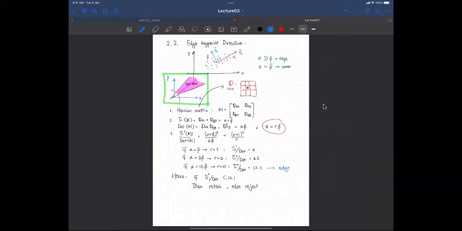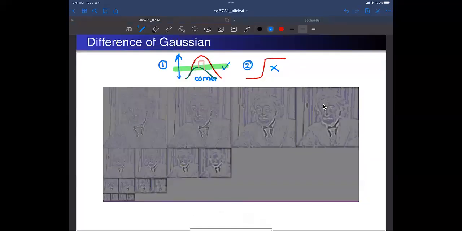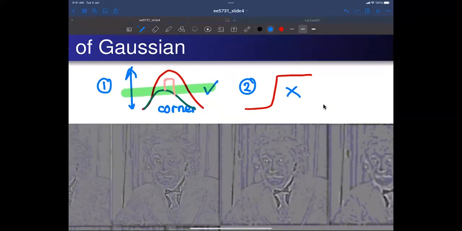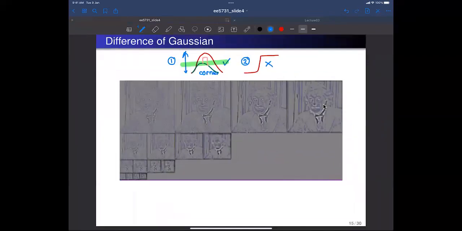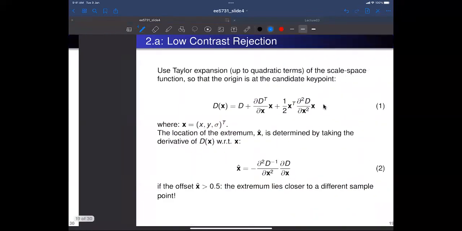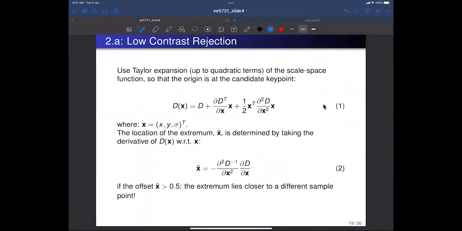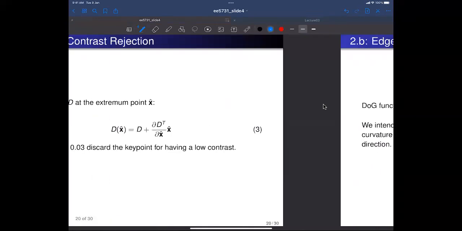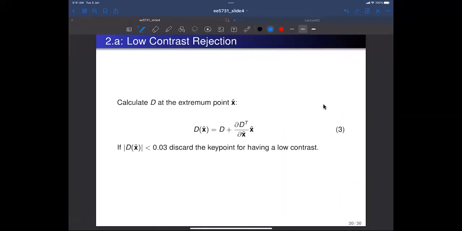So this is how you can recheck the key points. So that's number 2 there. If it is edges, then you recheck based on the ratio between the trace squared divided by the determinant. So with that, we have done this, right? We understand this now.